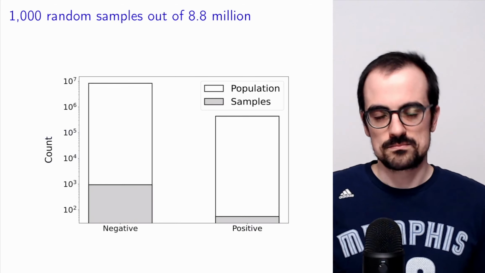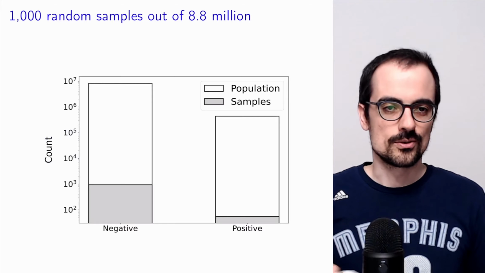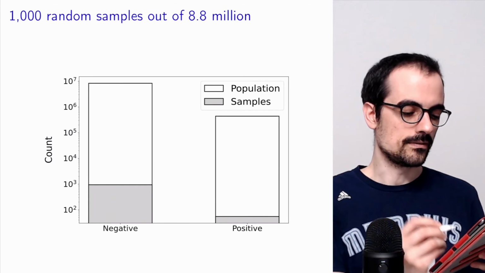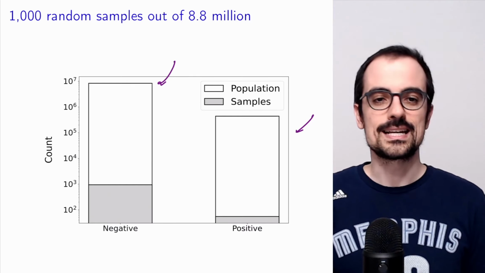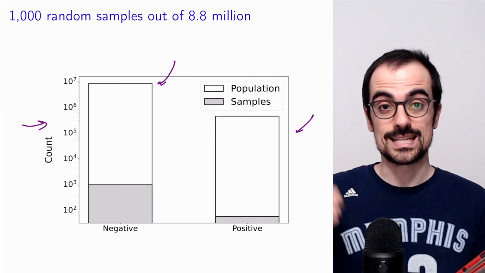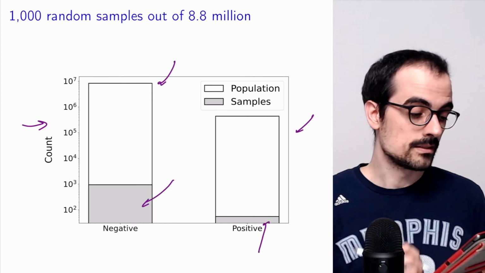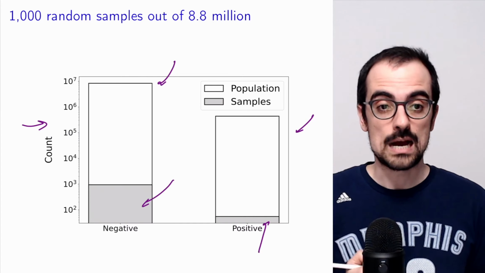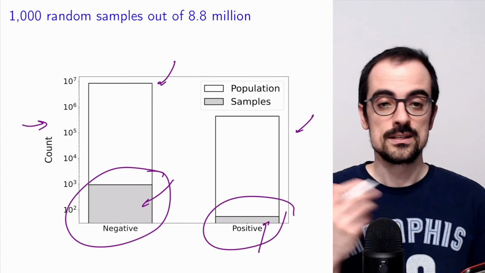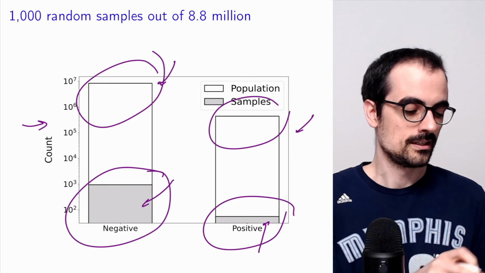This is the same setting as before in the sense that the samples are random. Here we're seeing the proportion of positive to negative cases in the whole population. Realize that this is logarithmic. There are 8 million people, and we're only seeing a very tiny subset of them, in particular 1,000. And we hope that this proportion is a good estimator for this proportion.